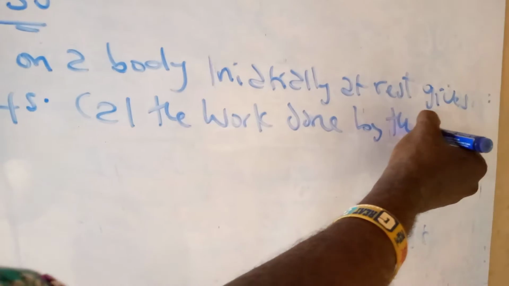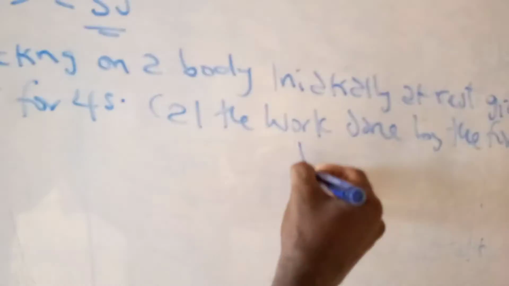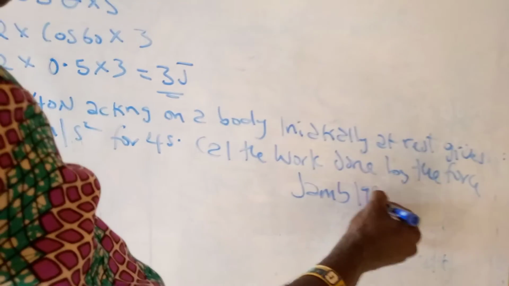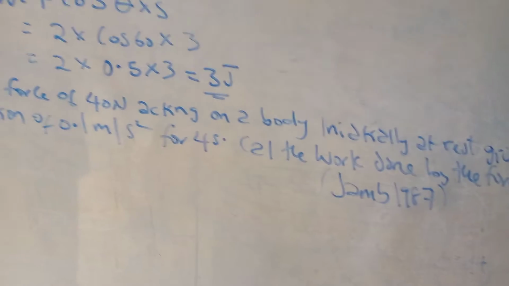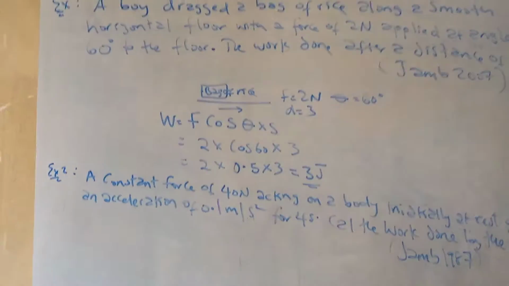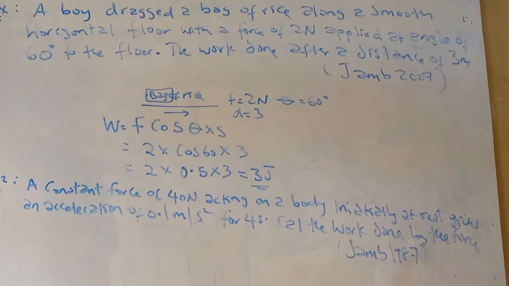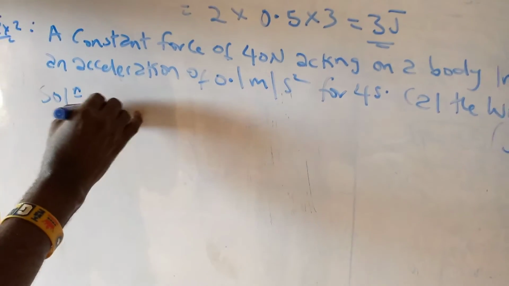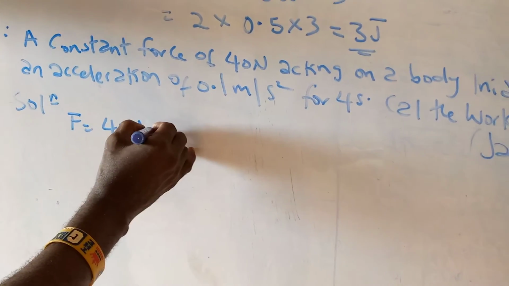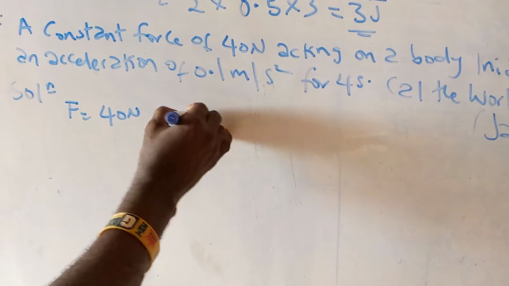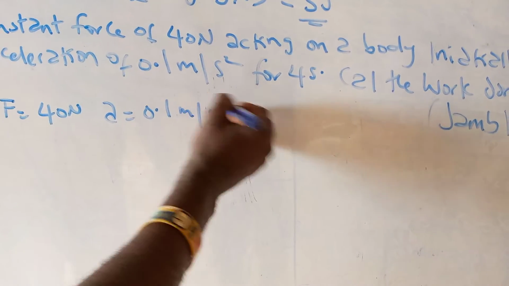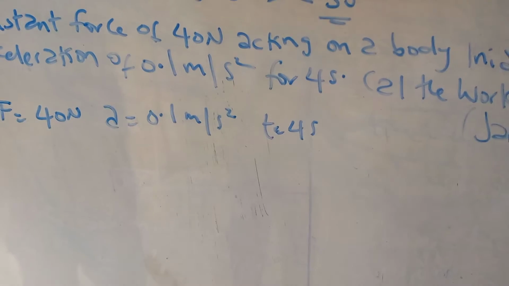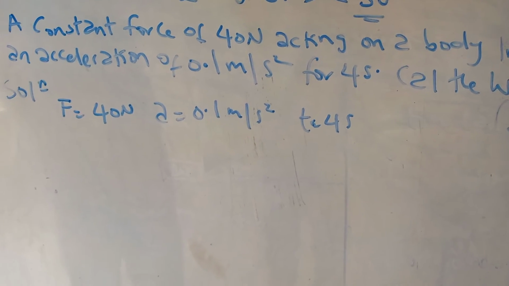This is also a past question, JAMB 1987, I should think. Yes, JAMB 1987. I told you on our channel we'll be seeing past and present questions. So let's solve. Solution. The first is the force, 40 Newton. You have acceleration of 0.1 meter per second squared. What else do we have? We have time to be 4 seconds. And we need to calculate the work done.